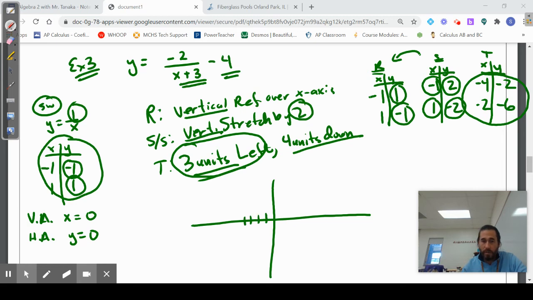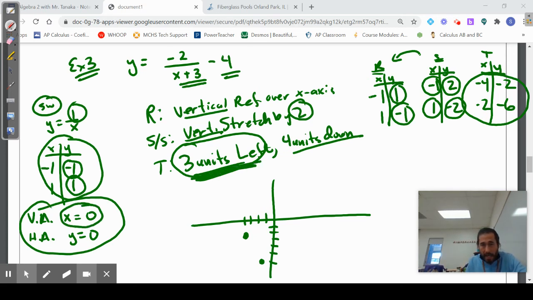1, 2, 3, 4, 1, 2. And then 1, 2, 1, 2, 3, 4, 5, 6. There are my 2 points. Now, what is this graph going to look like? Well, if I draw my asymptotes, I'll be good to go. Remember, my parent function has one at x equals 0, and I'm going to have to move that x 3 to the left. So my new vertical asymptote happens at x equals -3. And then I got to go 4 units down, 1, 2, 3, 4.